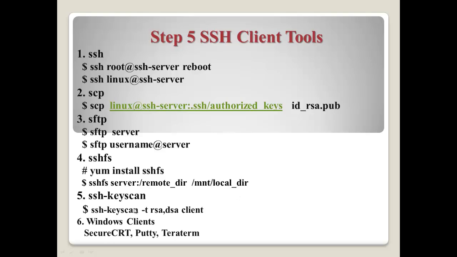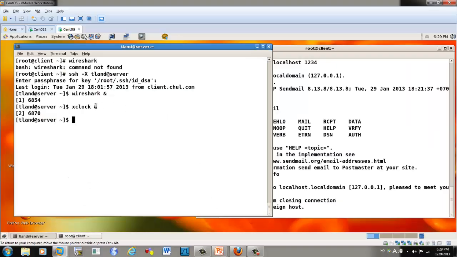Number 5, ssh-keyscan. This one, in a previous video, I showed you how to add your key to the memory system. In this case, using this one, you can scan your keys. And number 6, Windows client. If you want to access the SSH server on Windows, in this case, you can use SecureCRT, PuTTY, or Tera Term like this. Okay, then I will show you.